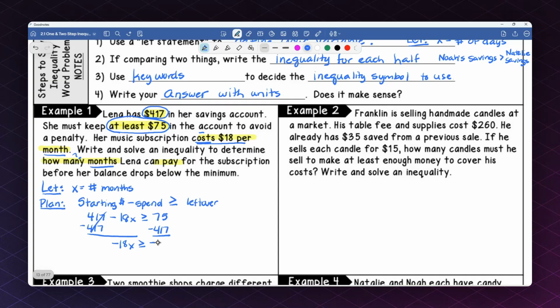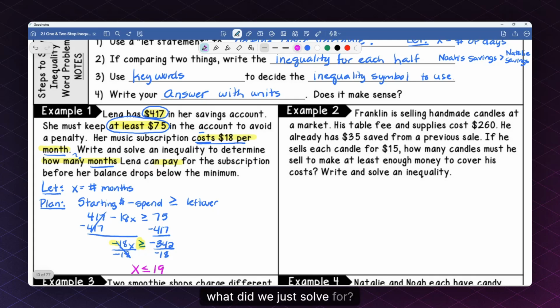Okay, I want to notice something here, just a little warning symbol in my head. I've got a negative there with my coefficient to that X, which means when I go divide by this, I've got to flip my inequality sign. So I'm going to divide by negative 18. Okay. And that is going to give me X is less than or equal to negative 342 divided by negative 18 is 19.